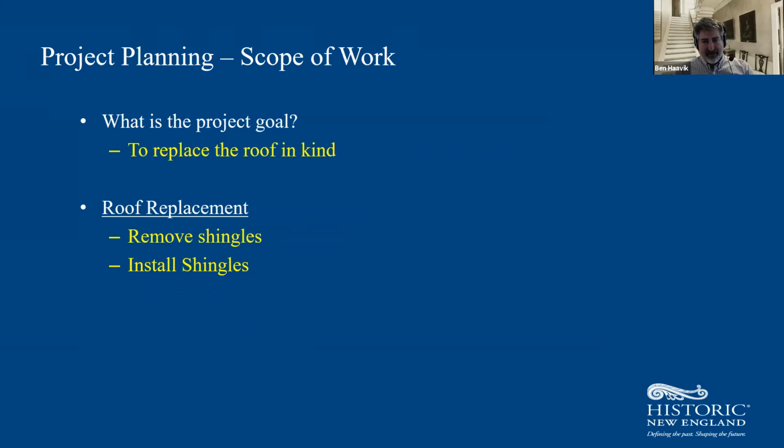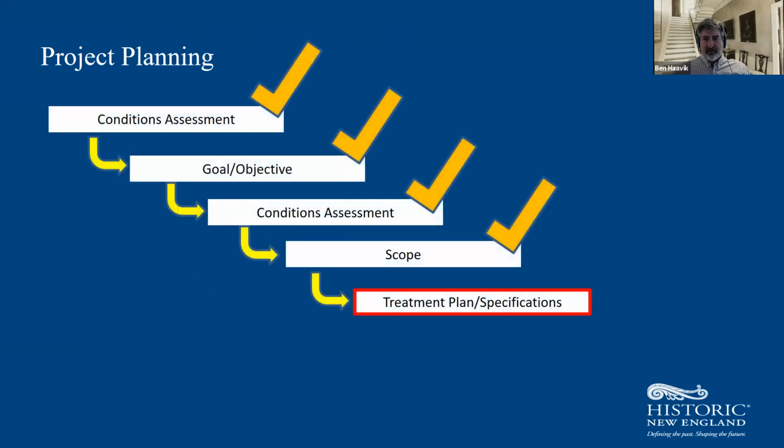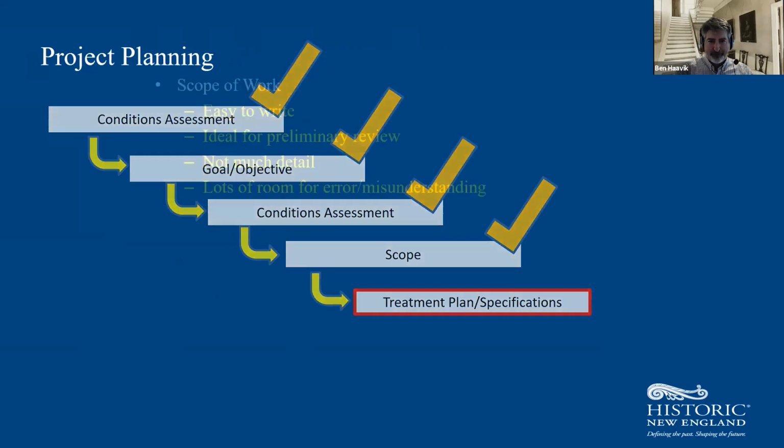So just to give you context, if I say I want to replace the roof in kind, the scope of work might be: we're going to remove the shingles and install shingles. So I wanted to base you back in a preservation project that might be familiar, because a peanut butter and jelly sandwich is probably not familiar to most people. And the scope is really that. I'm done with the scope. I've said this is what my project is. So now I'm going to move on to the treatment plan.